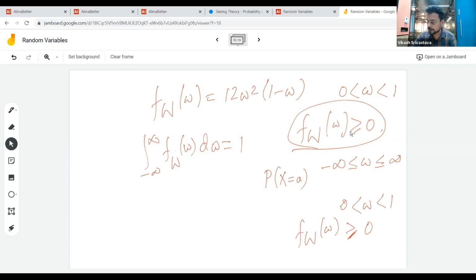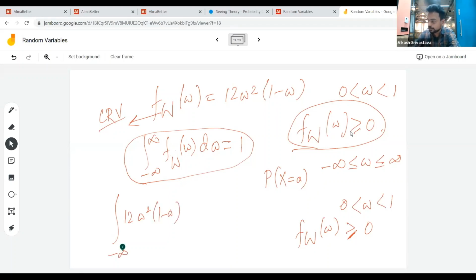Now we need to verify if this integral is equal to 1, as in, this is a probability density function for the continuous random variable capital W. So this is a CRV, continuous random variable W, and we need to check if the function which we have written is a candidate probability density function for this random variable capital W. So let's do the integral. Of course we need to do the integral from minus infinity to infinity.